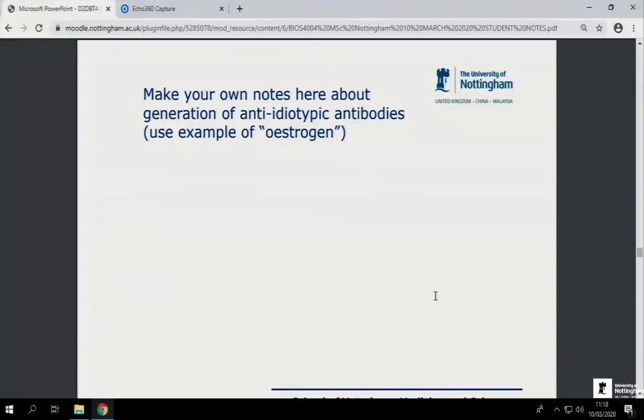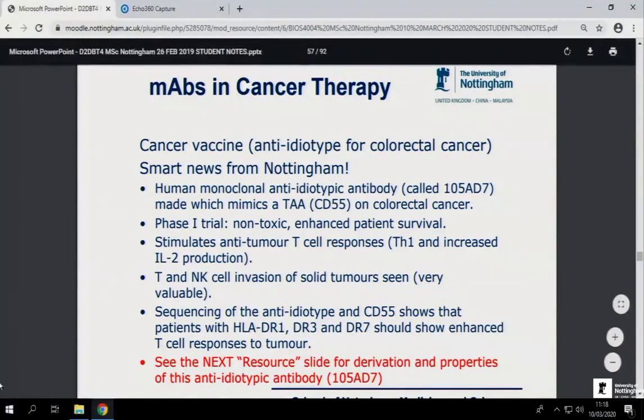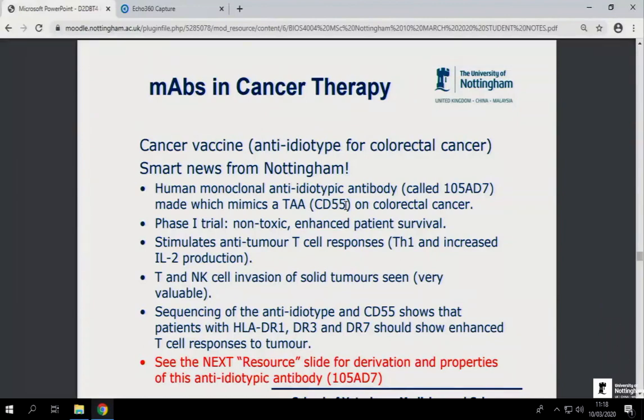This is where it comes, and I use estrogen as an example. And the great news about that was there's an anti-idiotypic antibody from colorectal cancer in Nottingham. I'm not going to go into great detail because the next slide does that. You can read it if you want to, but it covers everything about this antibody. Basically, it's a human monoclonal anti-idiotypic antibody which mimics a tumour-associated antigen called CD55 on the surface of colorectal cancer cells.